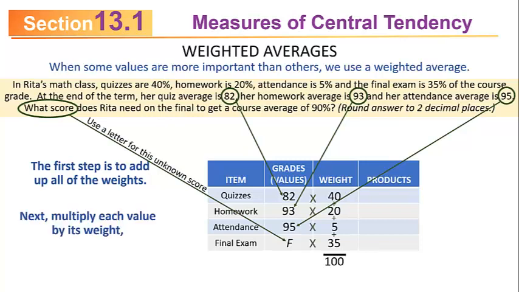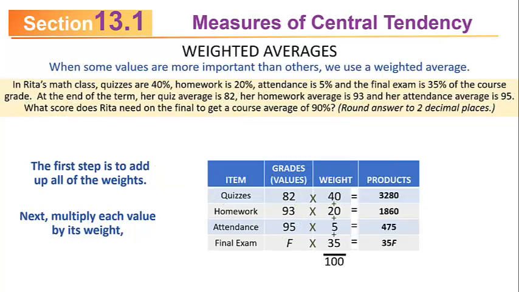So I want to multiply every value by its weight. That's the nice thing about the table. It makes these calculations easy to do. So I multiply across left to right. So 82 times 40, 93 times 20, 95 times 5, and F times 35, and put those products in the product column.